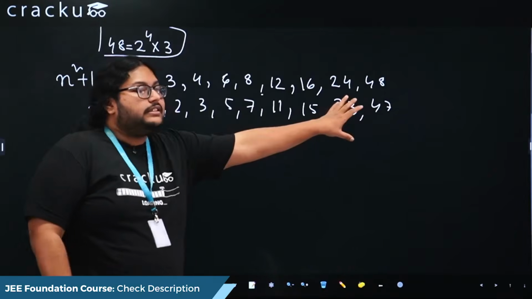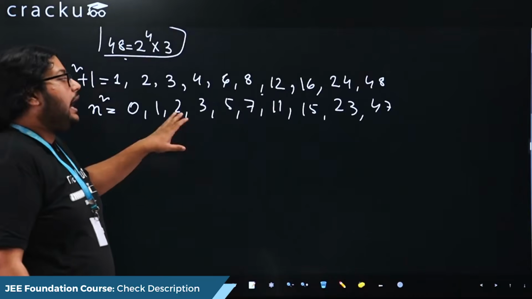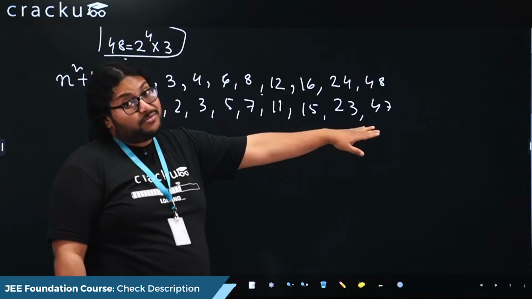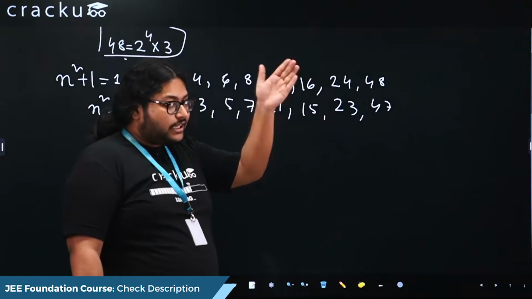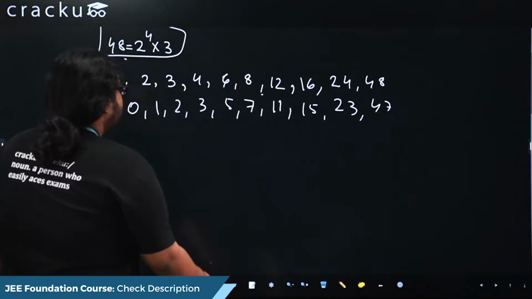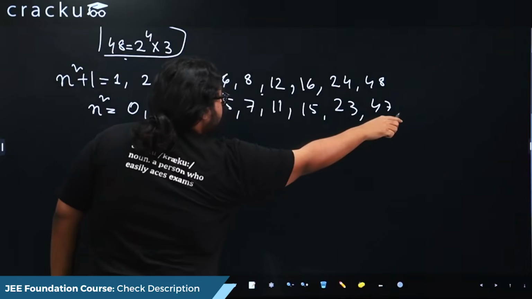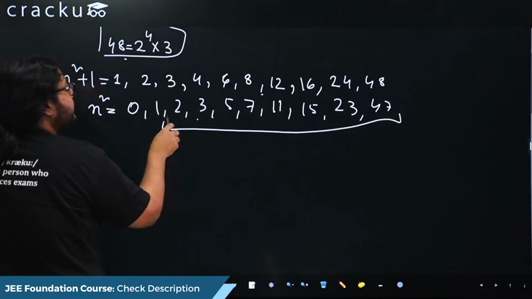Are any of these squares? Because n square is equal to this. Are any of these squares? n has to be an integer, so I can't take a square root and write something like 3 point something. That won't work. Consider these from here. None of these are essentially perfect squares.